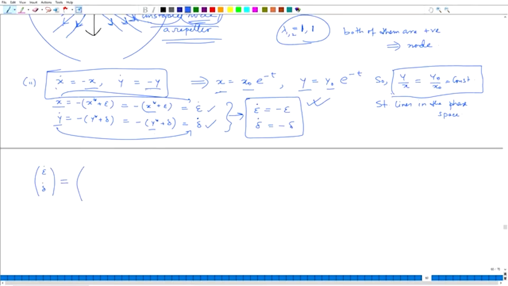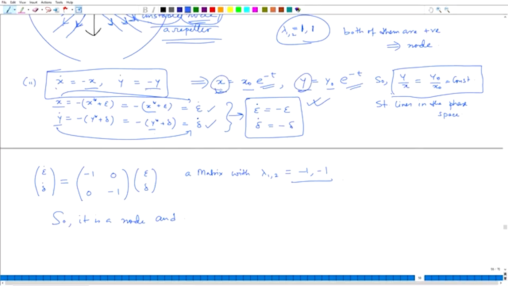So, I have this epsilon dot and delta dot, and I have my linearized equation where I can see that this is minus 1 0 0 minus 1 times epsilon and delta. That is why finally I have a matrix with lambda 1 and lambda 2 equal to minus 1, minus 1. So it is a node. Both of them have the same sign, and as time increases, both of them are decreasing in value.